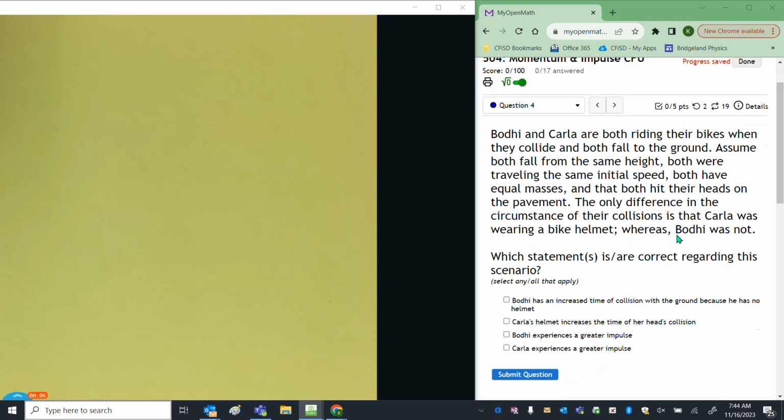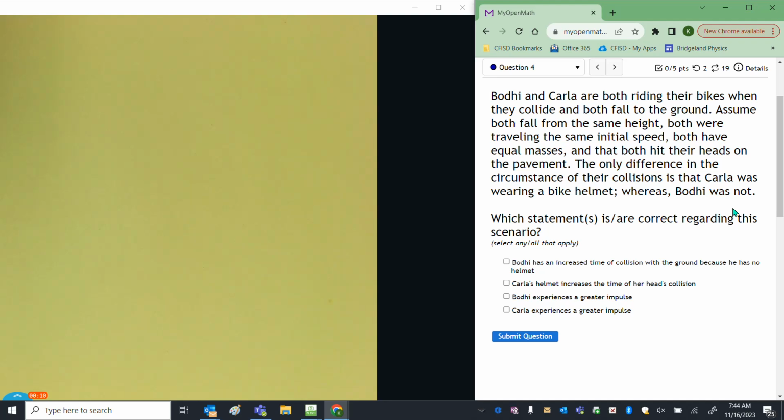Okay guys, so again, this is 504 Momentum and Impulse CFU, and I'm looking at question number 4. I'm just going to go over a few of the questions just to make sure that we have these down, and I'm looking at the ones that were most missed. And again, if y'all have questions after I go over these handful, you can ask.